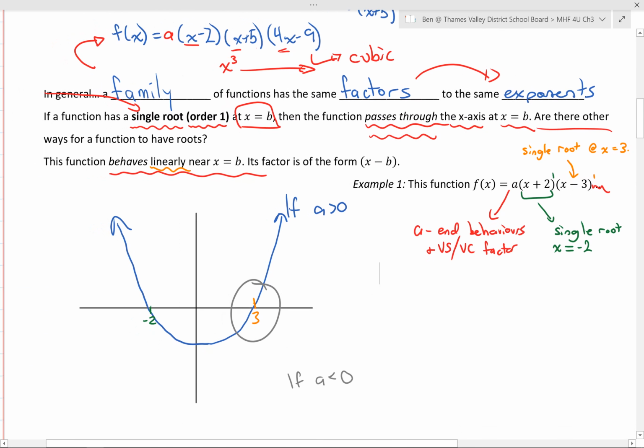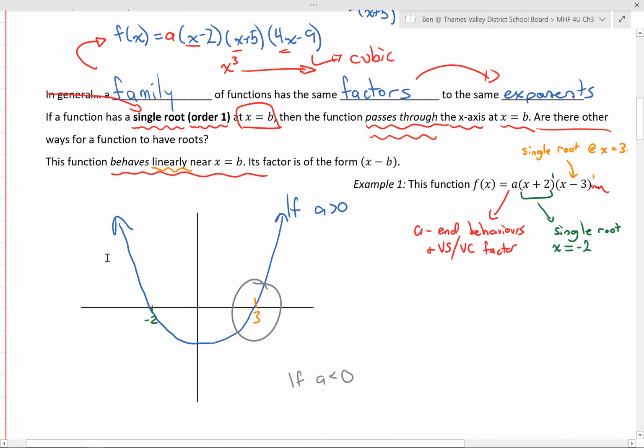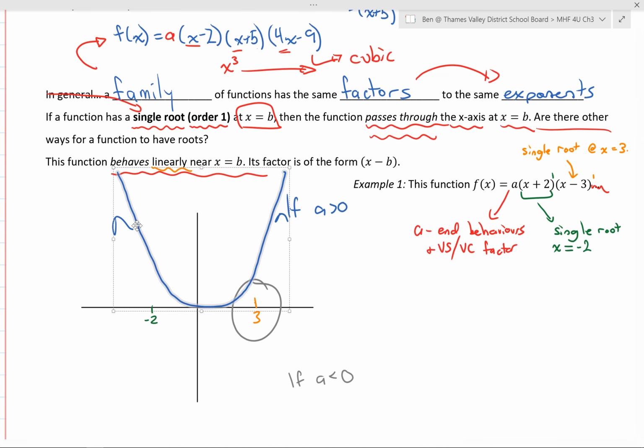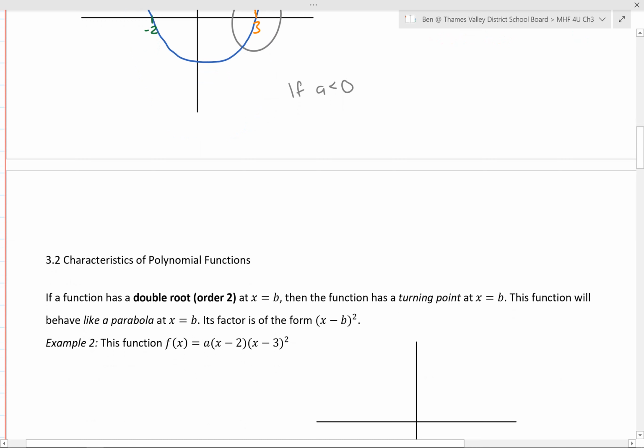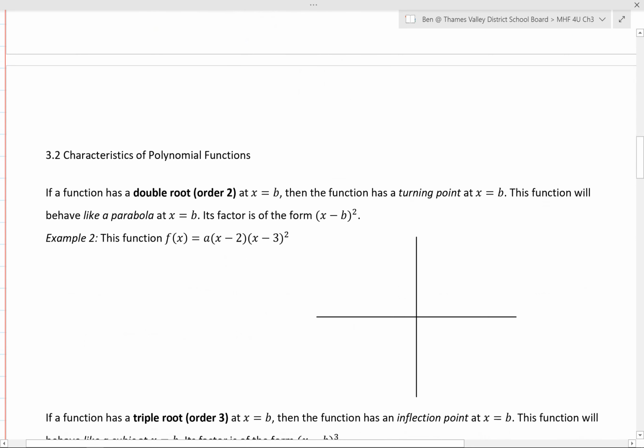Okay, now are there any other ways for a function to have roots? Well, if we consider this quadratic function right here, if I were to move it around, if I were to translate it up, all of a sudden, the way this quadratic function is interacting with my x-axis, it's just touching, it's not crossing. I'll put it back where it belongs. There it is, nice and happy. In which case it could be behaving like a quadratic function, like a parabola near the axis. And we'll be looking at that.